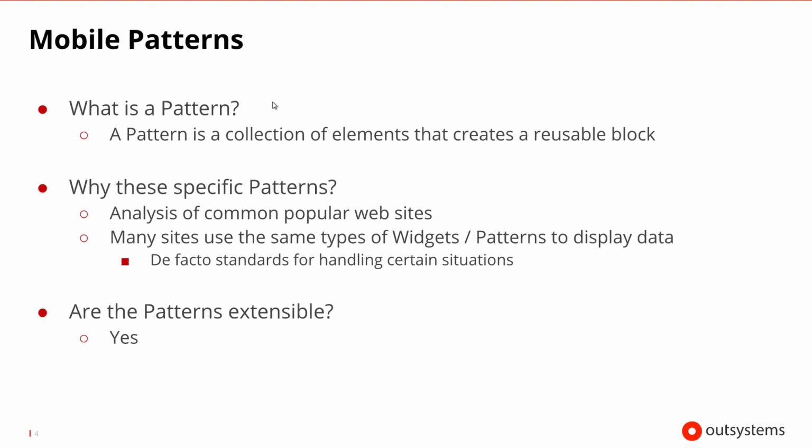What is a pattern? A pattern is a collection of elements that creates a reusable block. And before we mentioned that a block is something that we can use to set up a container to define whatever we want. So a pattern is actually just a way of creating a reusable block where we're not defining a block, it's just a pre-existing mobile pattern.